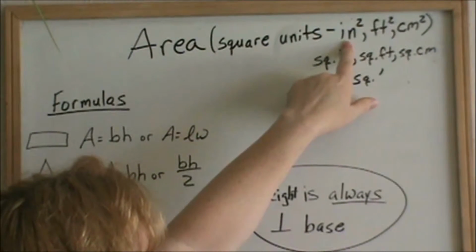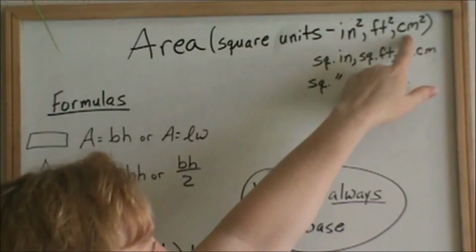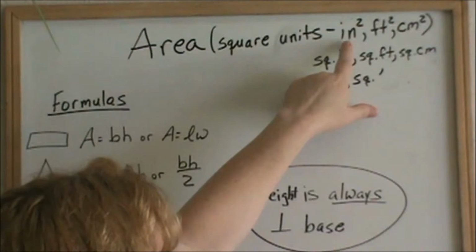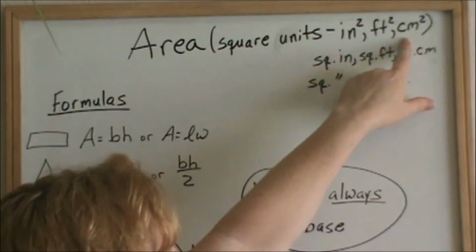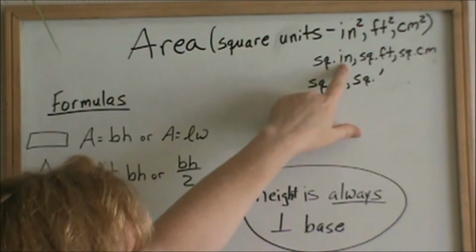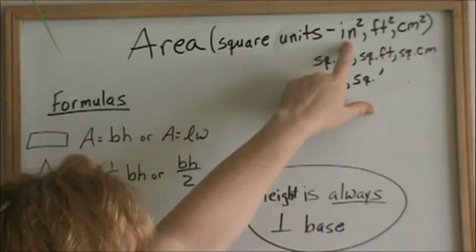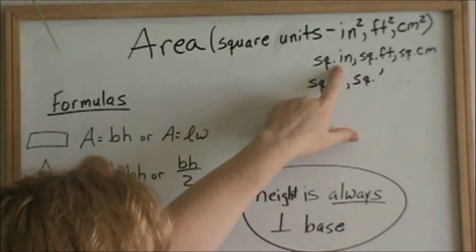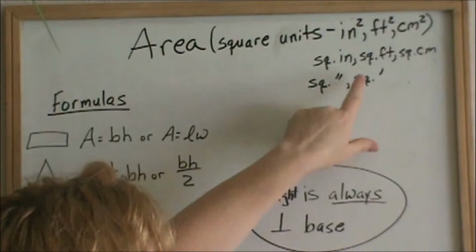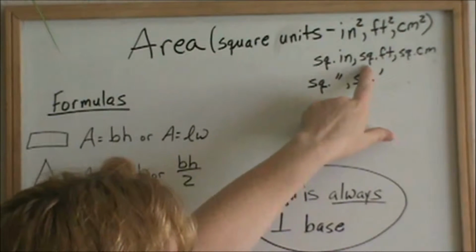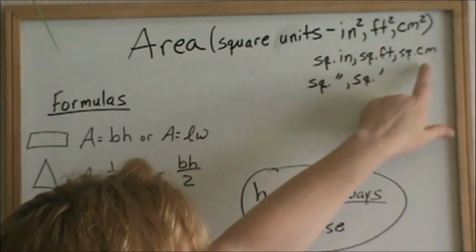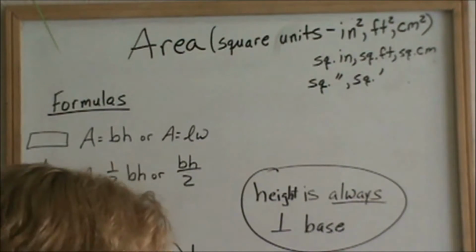Example, square inches, square feet, square centimeters, square meters, square yards. This is one example of the way you can write square units. You can also write it as abbreviating square and abbreviating inches. So square inches can be written out in words, or you can write it with the symbol. Square feet. Square centimeters.